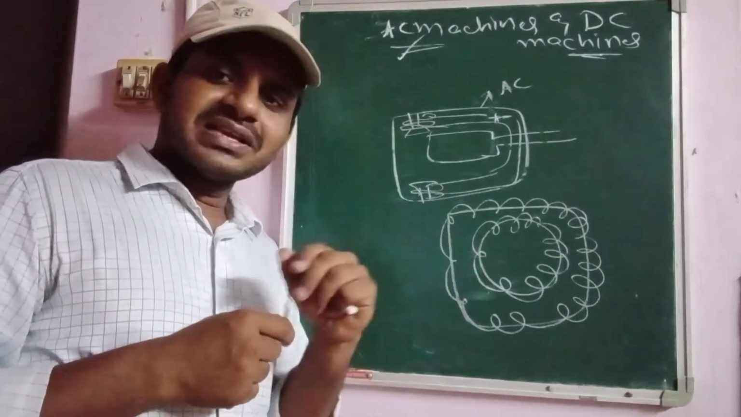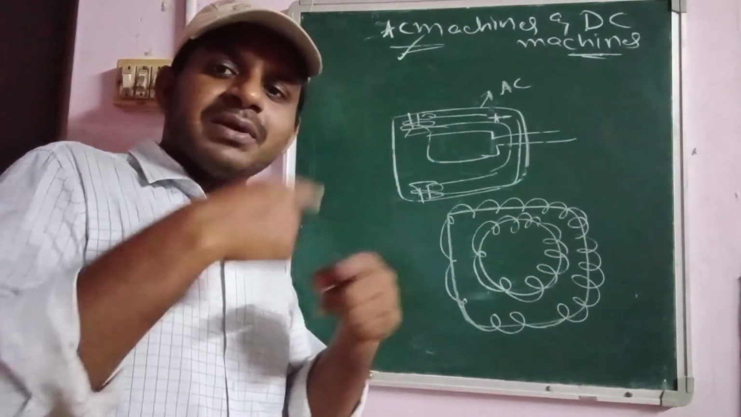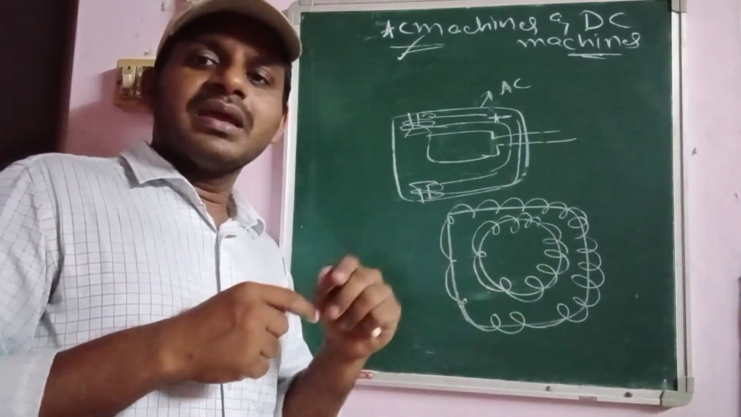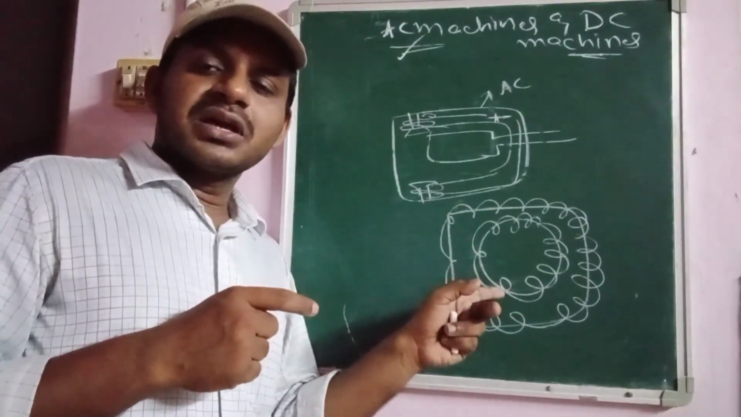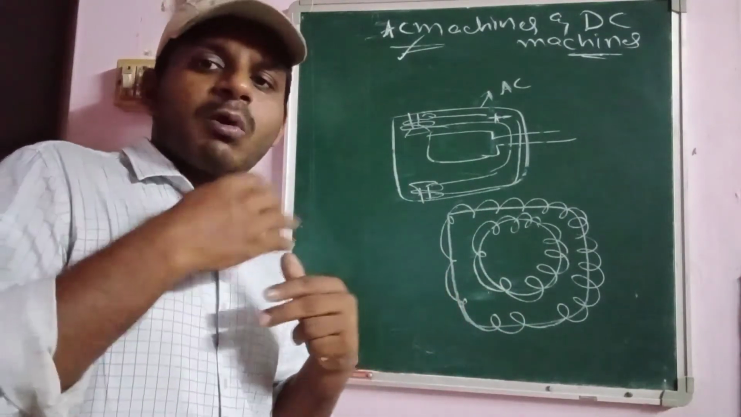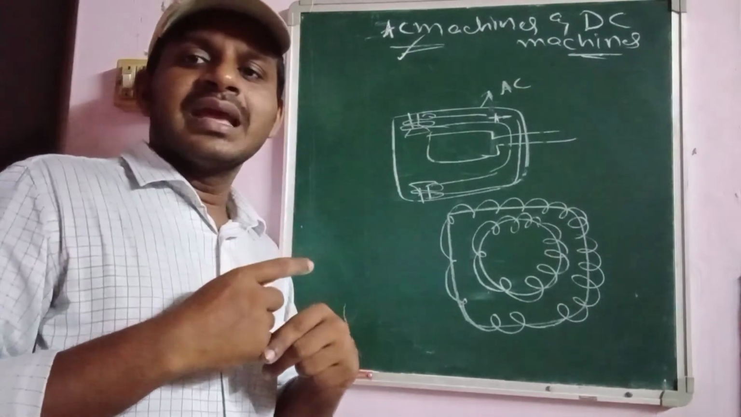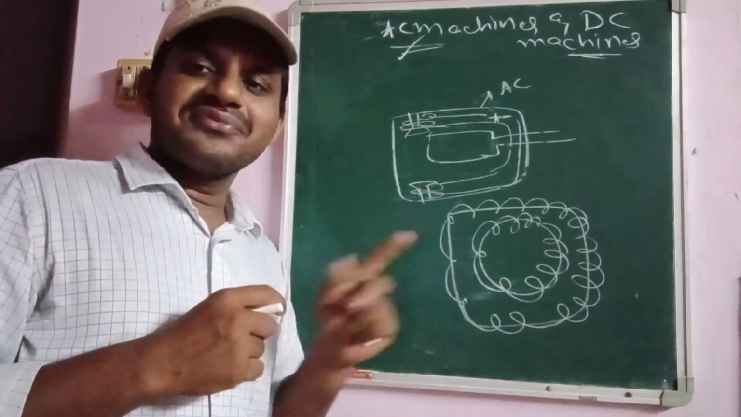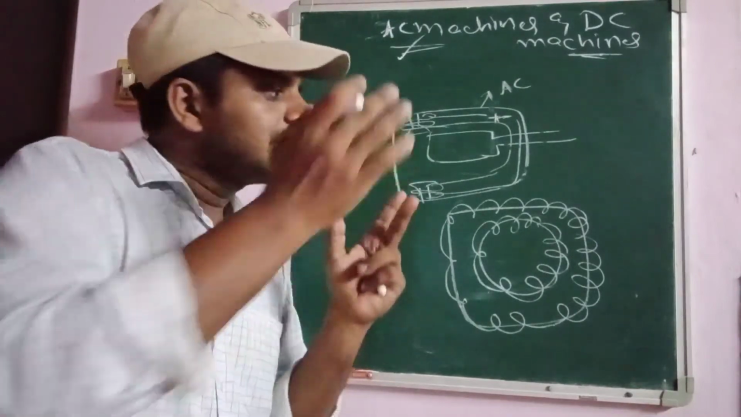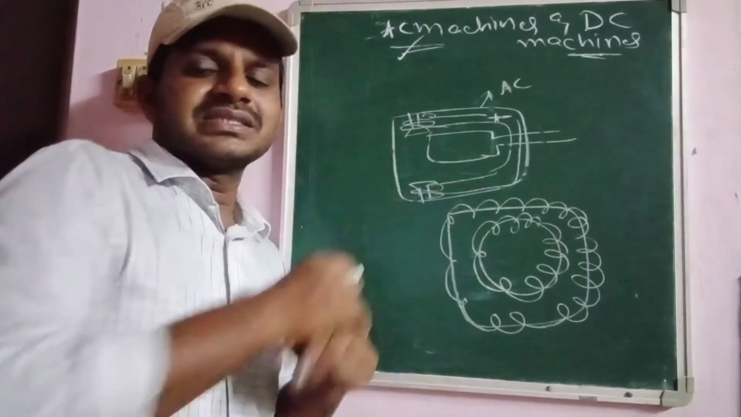Why? In the case of DC machines, the armature winding rotates along with the rotor, so more heat is developed in the armature. As a result, there may be burning of the armature. That's why we can't use it for high voltage ratings in the case of DC machines. So this is the main constructional difference between AC machines and DC machines.